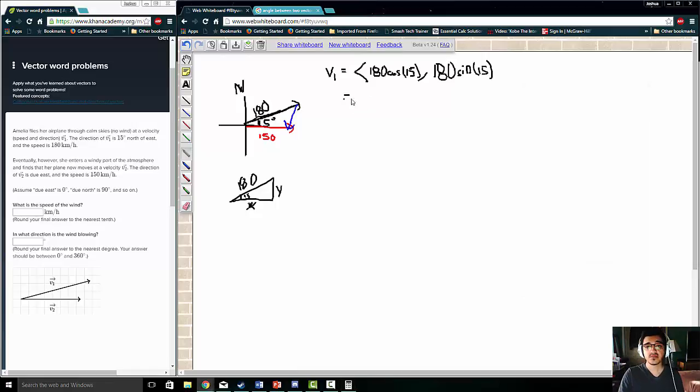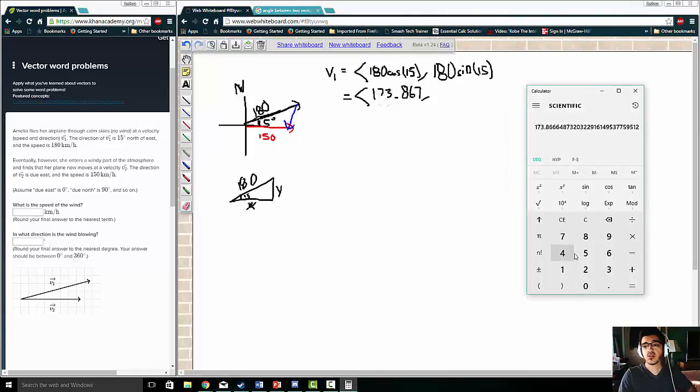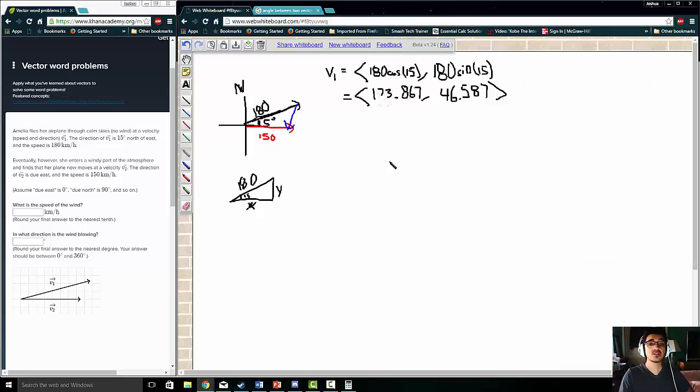Right? And then our y component would be 180 times the sine of 15, which is 46.587. Nice. Now let's find out where our resultant vector is. So in this case, the red one, where we ended up at. So we have this triangle. Does it have an x component? Does it have a y component in this case? It's just going straight east.